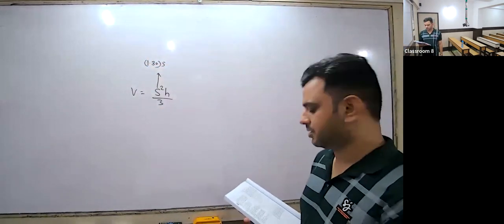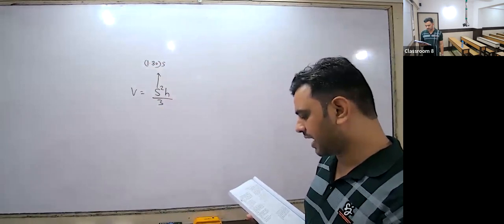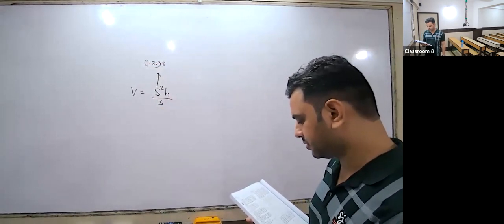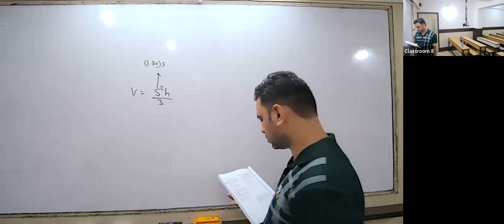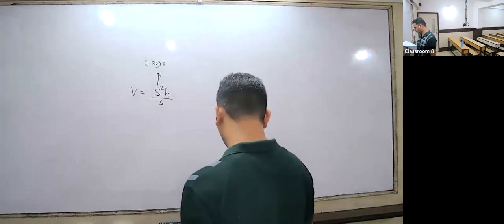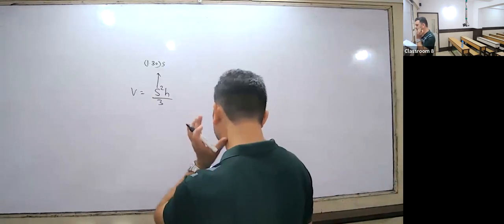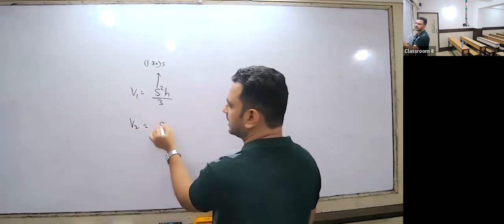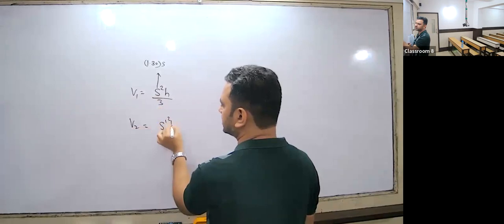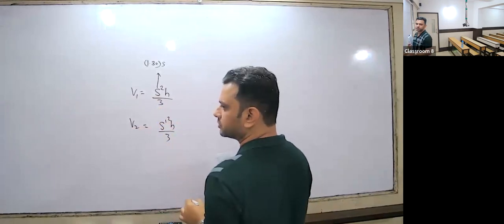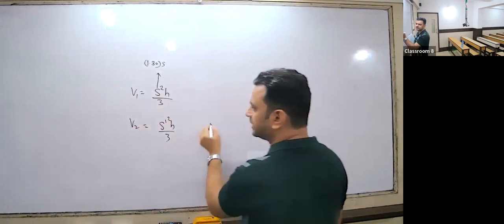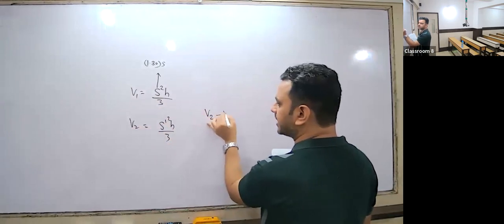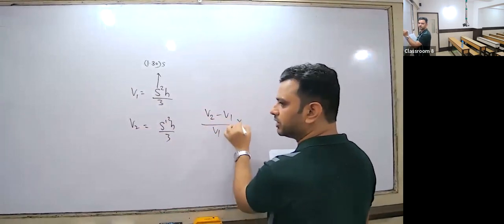Okay. And while height remains constant, so let's say this is V1, so V2 will be equal to S dash square H by 3. Okay. Clear. So what is the increase in volume? That will be V2 minus V1 by V1 into 100.